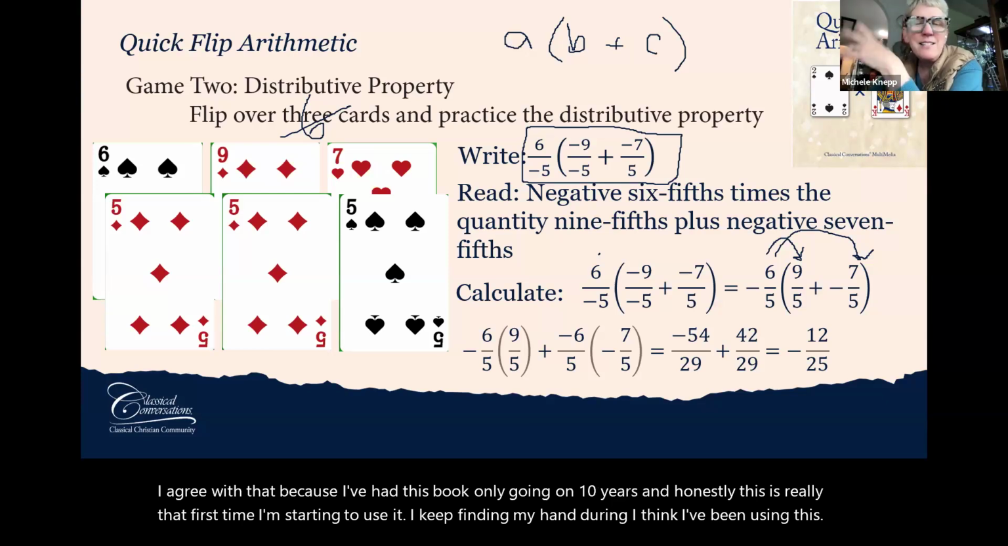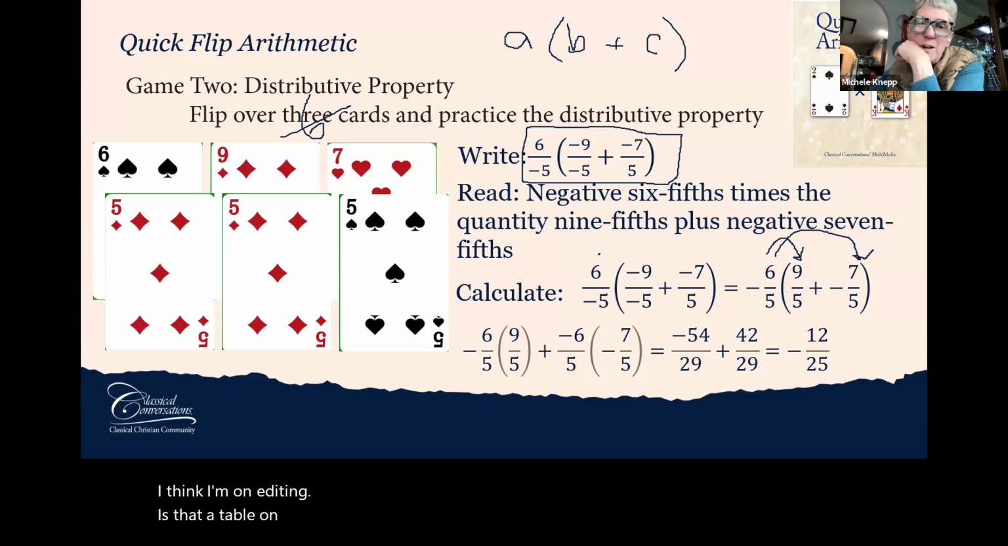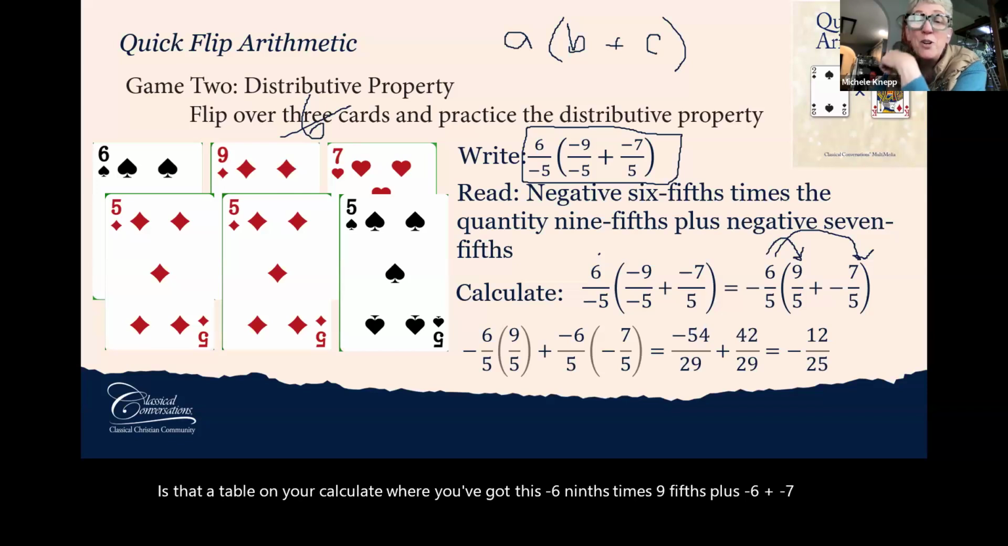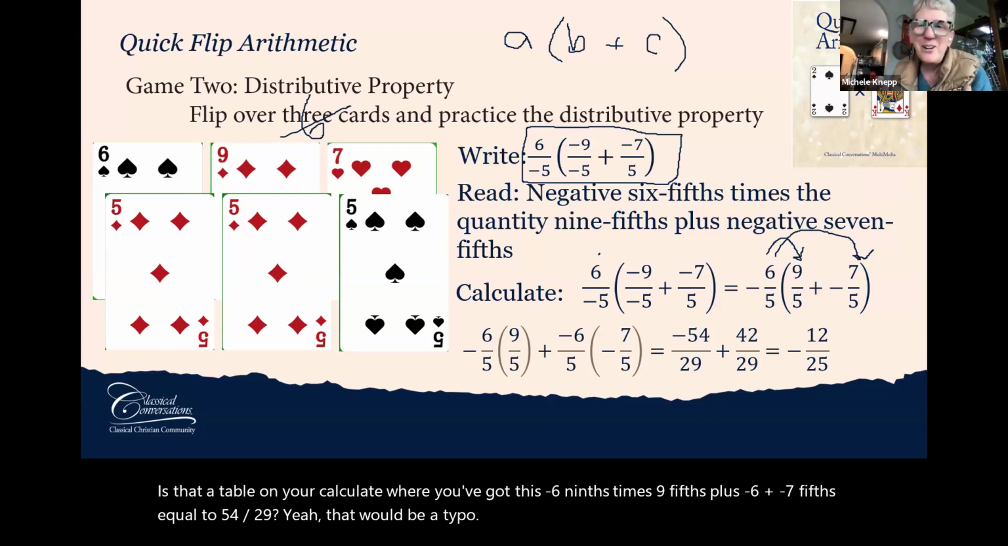The question I had, and I think I'm on editing mode, is that a typo under the calculate where you've got this -6/9 times 9/5 plus -6/5 times -7/5 equals -54/29? Yeah, that should be a typo. Okay, good. Whew. Thanks for catching that, because I don't trust myself.